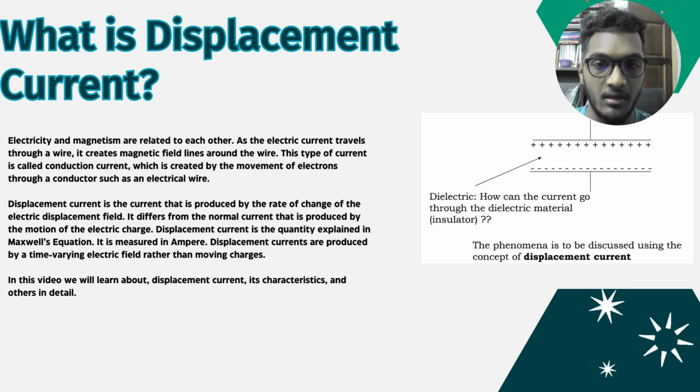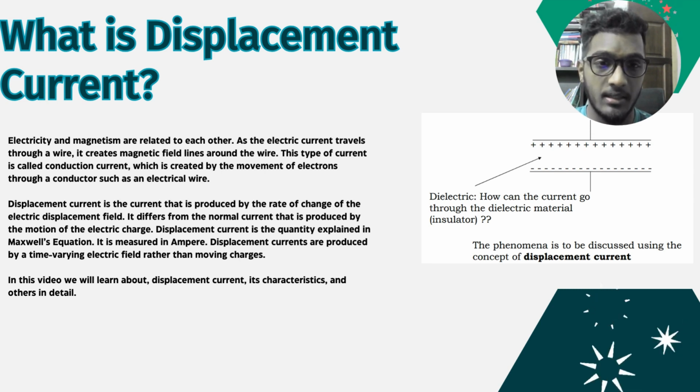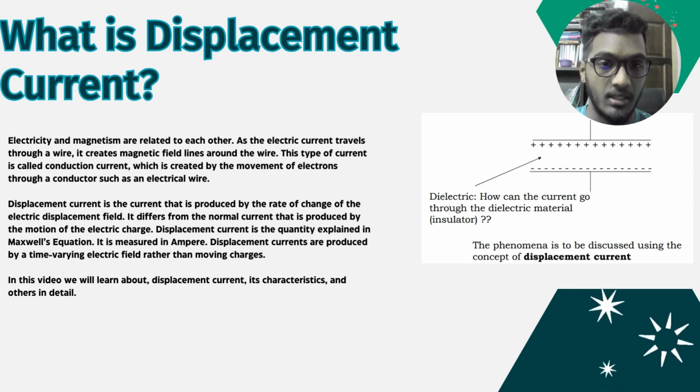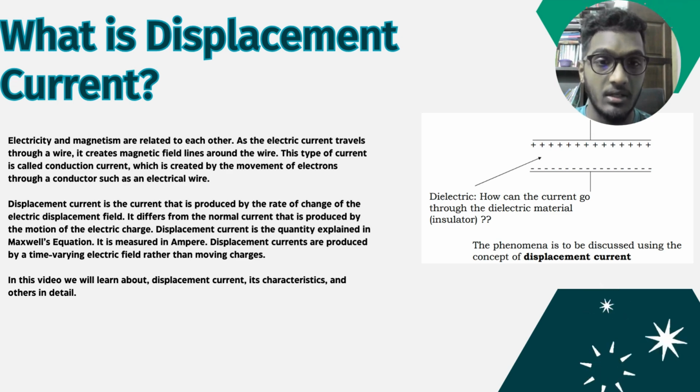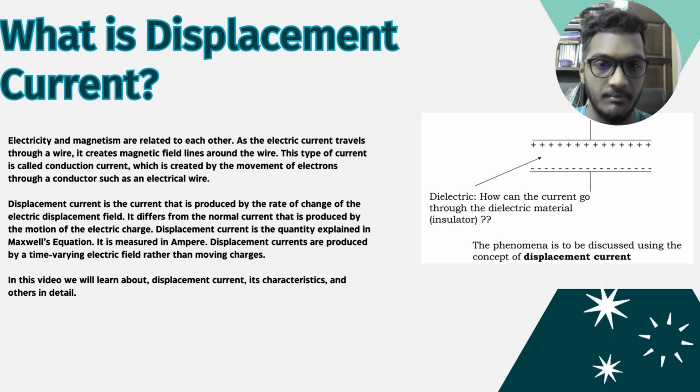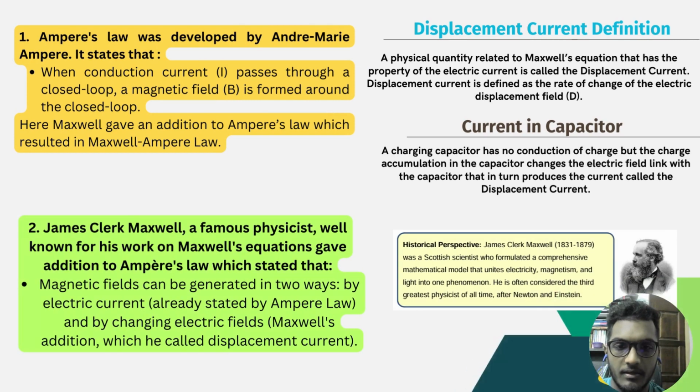In this video, we will learn about displacement current, its characteristics, and others in detail. So, displacement current can be explained based on this phenomenon: how can the current go through the dielectric material? The displacement current definition is a physical quantity related to Maxwell's equation that has the property of the electric current, called the displacement current. Displacement current is defined as the rate of change of the electric displacement field.